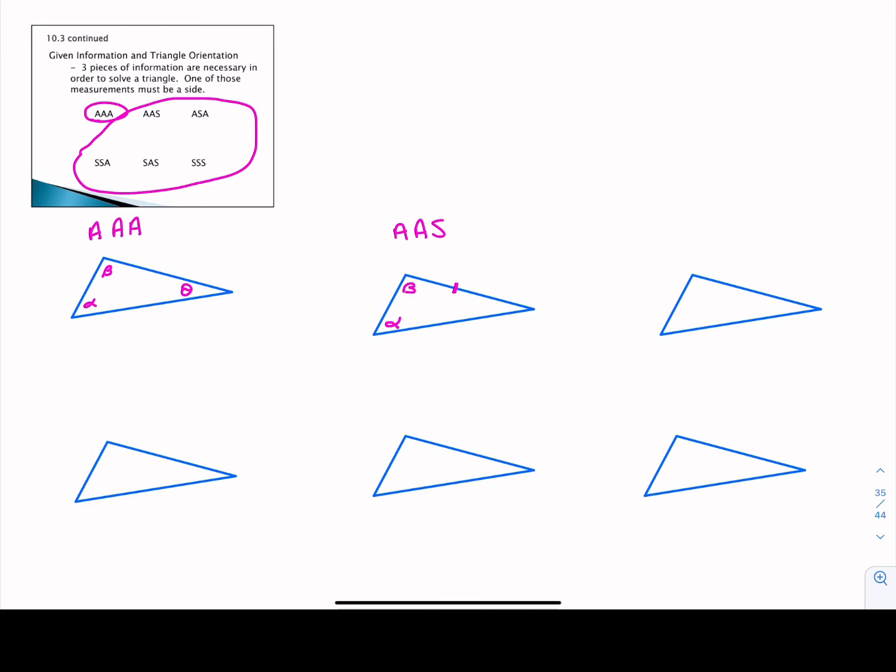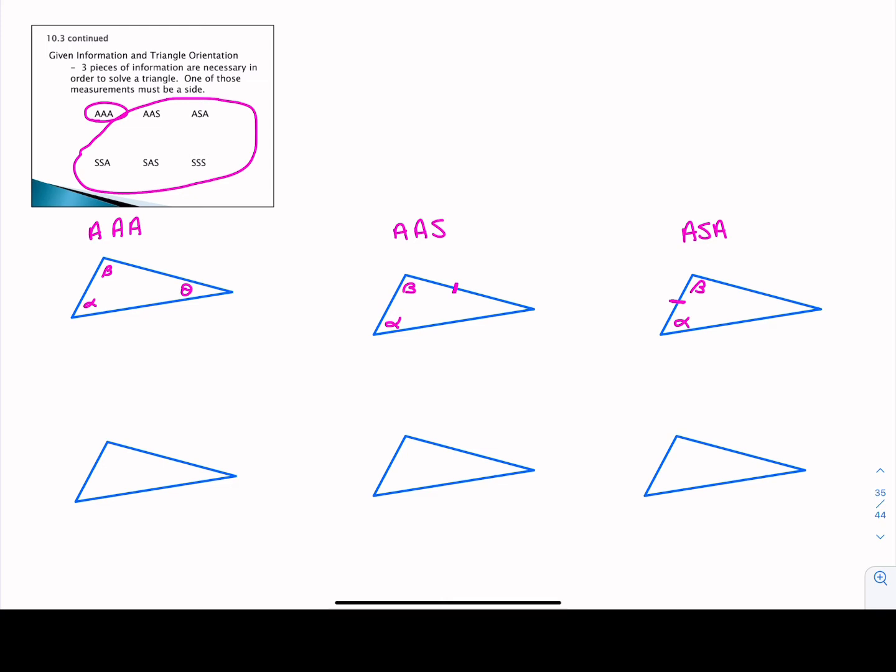I'm going to put a tick through that side length showing you that I've been given a side, but that side is not sandwiched between the two given angles. So this might be a representation of an AAS triangle. Next, we have an ASA triangle. Once again, we have two angles and a side, but this time the side is positioned in between the two angles that are given. So you might have angle alpha and angle beta, same as the previous triangle, but we might be given the side between those two. So the orientation of this is ASA.